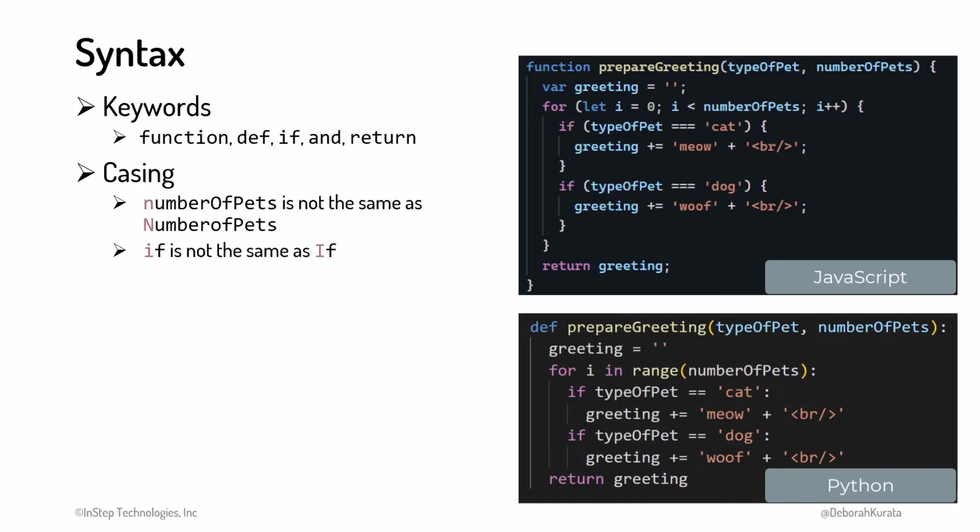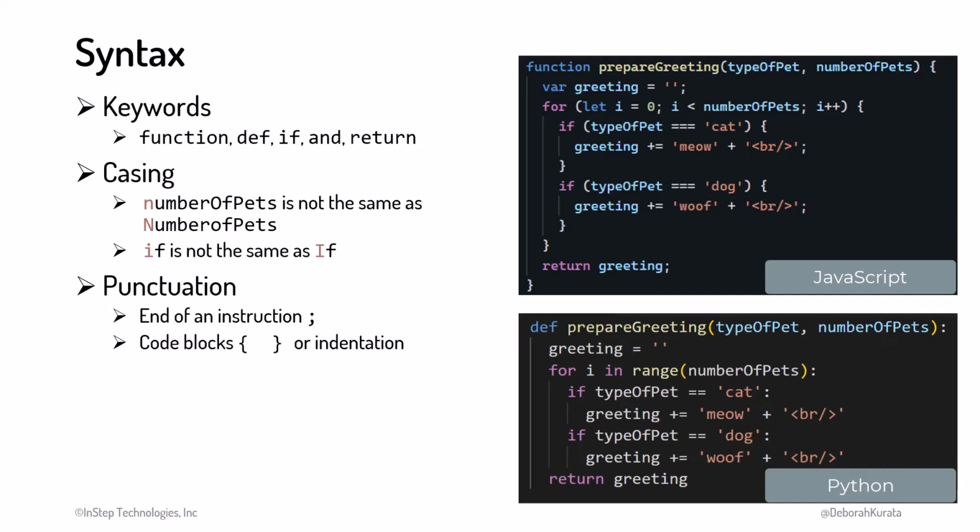Casing is often important. In many computer languages, a variable named number of pets with a lowercase n is not the same as a variable named number of pets with an uppercase n, and a keyword such as if may show as an error if it is capitalized.